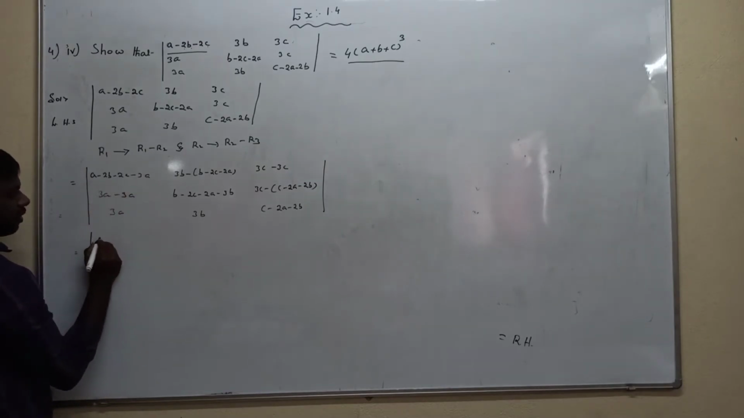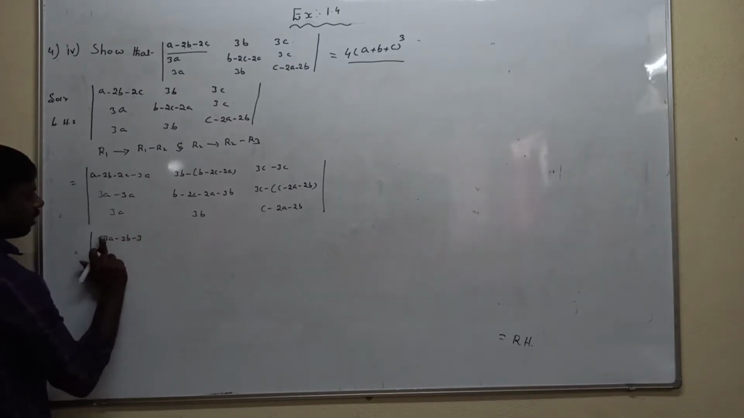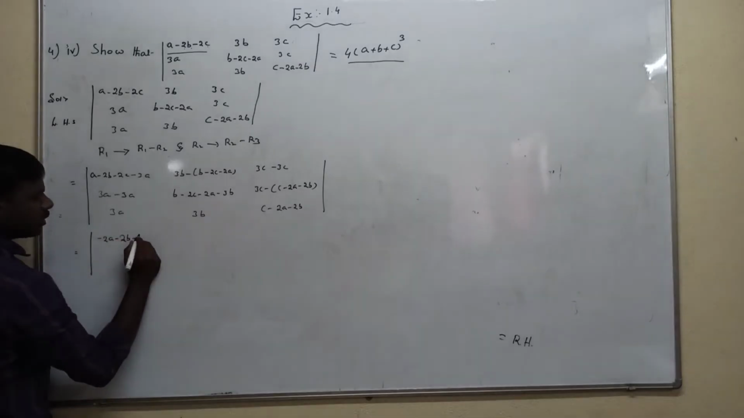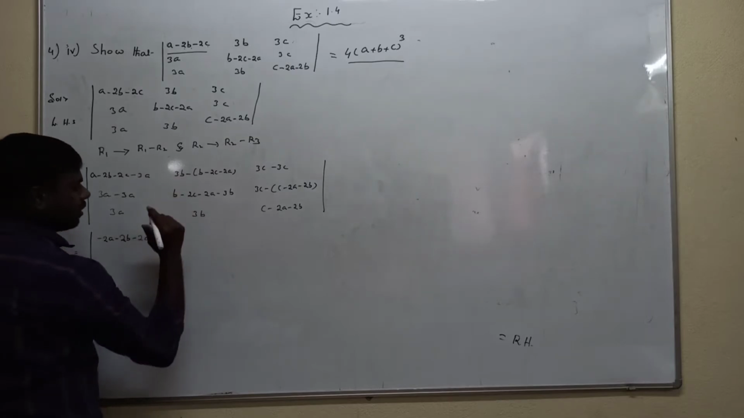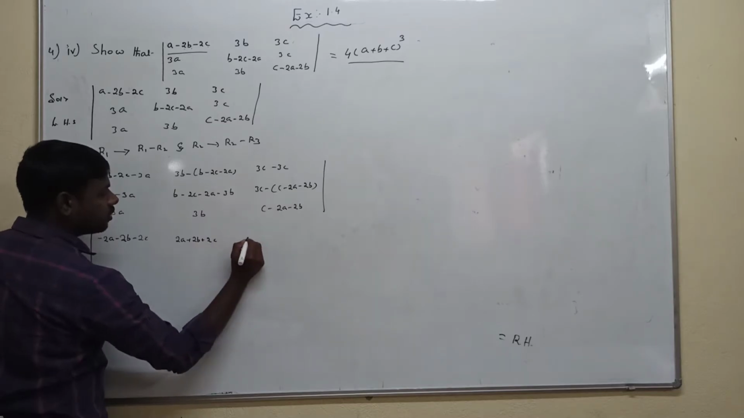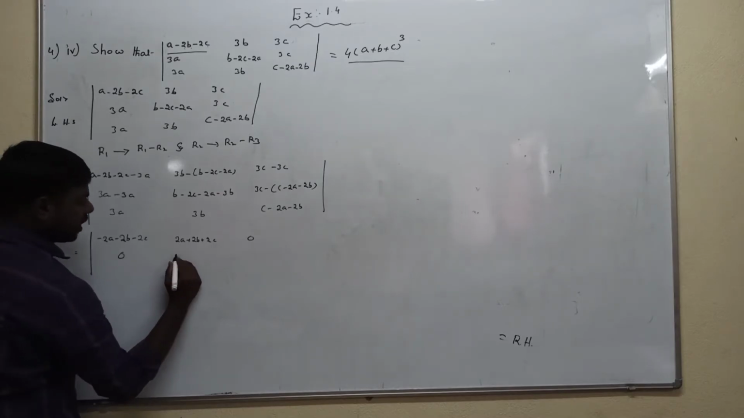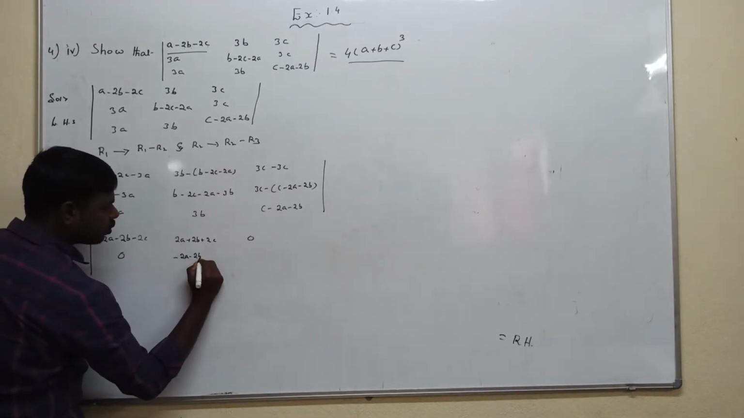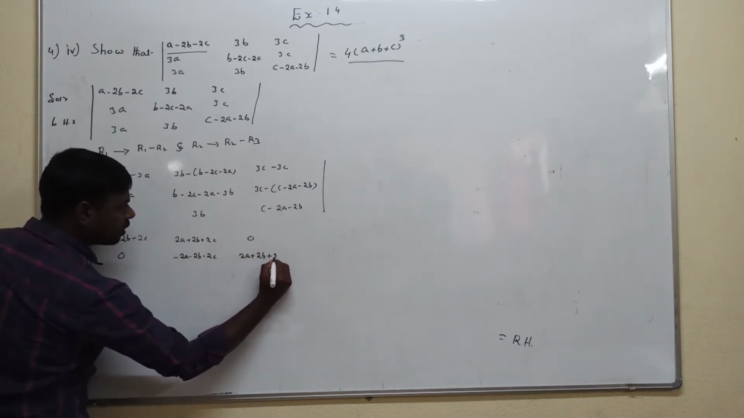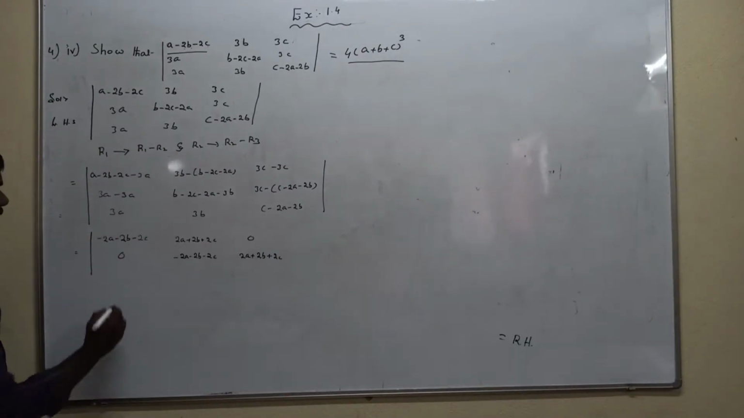This one we get minus 3a minus 3b, not minus 3a, minus 2a minus 2b minus 2c. Here we get 2a plus 2b plus 2c, 0, 0, b minus 3, that is minus 2b. Here also getting minus 2a minus 2b minus 2c. We are getting 2a plus 2b plus 2c. After simplification we get the value is 2a plus 2b plus 2c.